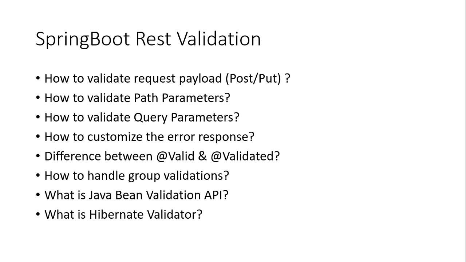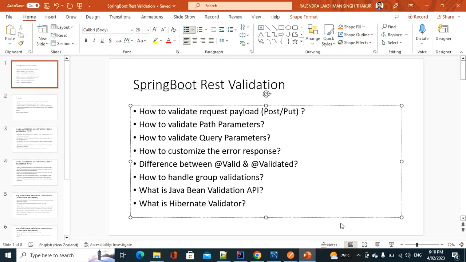Suppose I'm interested in handling only certain fields, then in that case, how to handle that. And basically, what is the Java Bean Validation API versus Hibernate Validator. Okay, so I'm going to cover all these concepts. Without wasting time, let's jump into the coding part.